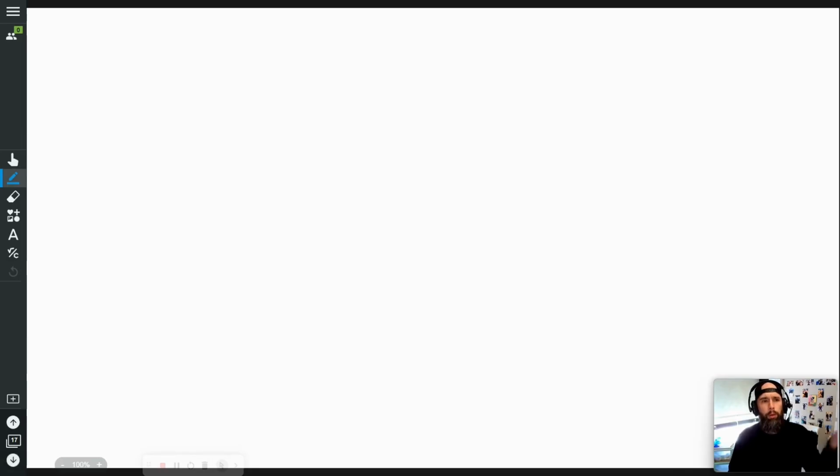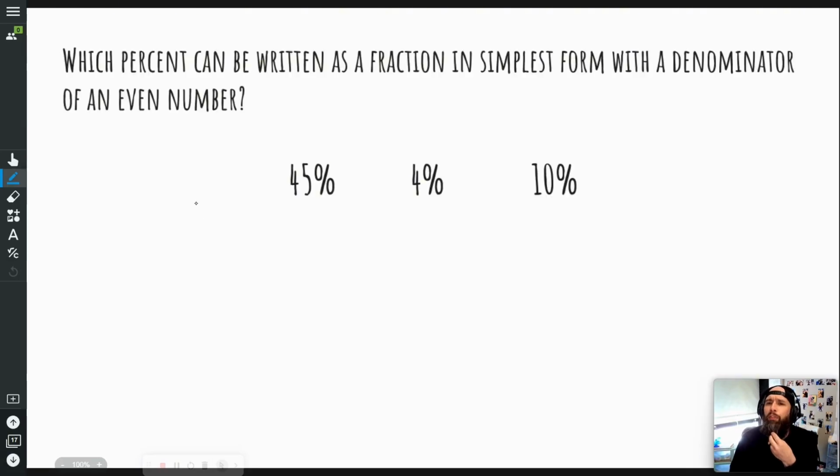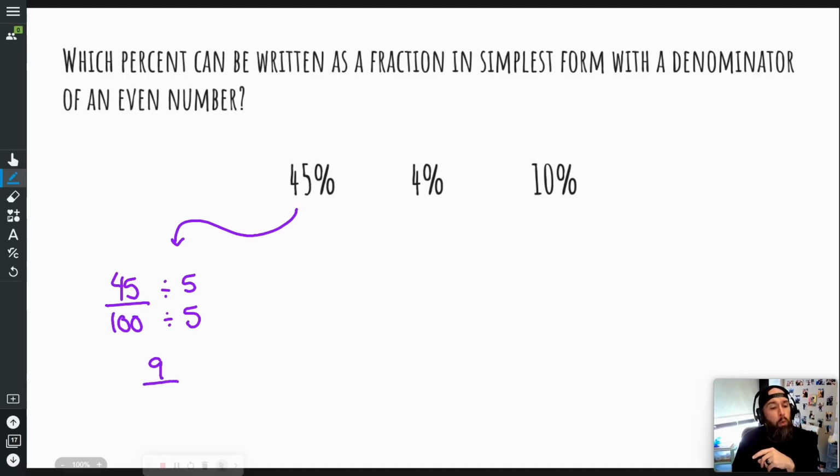Word problem. Another one. What percent can be written as a fraction in simplest form with a denominator, that's the bottom number, of an even number? So I need to simplify all of these, and whichever one has the denominator of an even number is going to be the one that I want. All right. Well, 45% can be written as 45 over 100. I'm going to divide the numerator and the denominator both by 5 because they're both divisible by 5. 45 divided by 5 is 9, and 100 divided by 5 is 20.